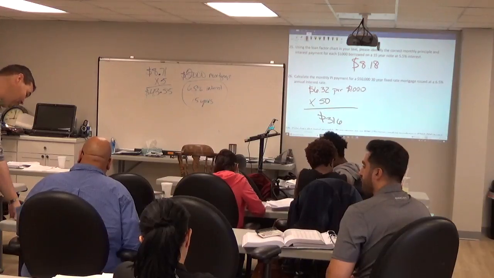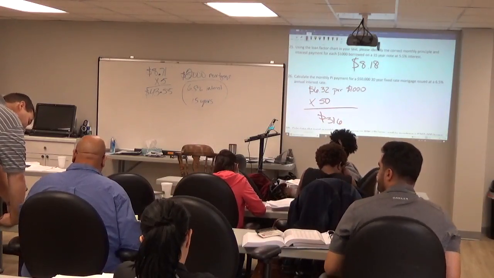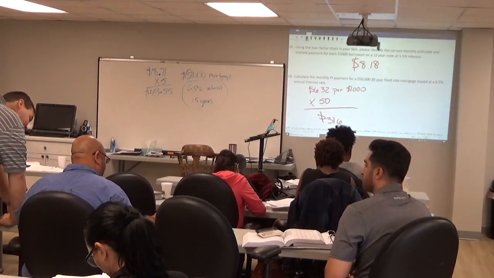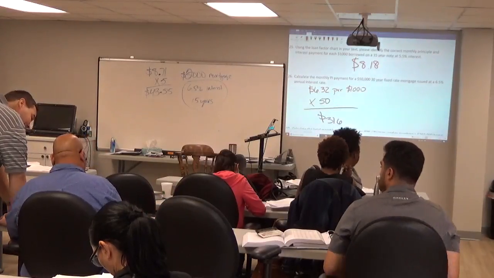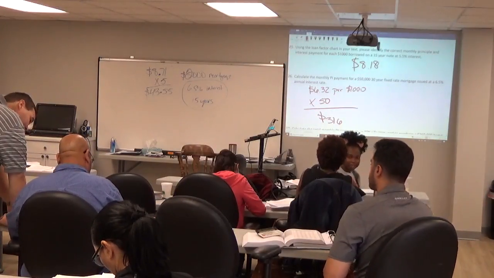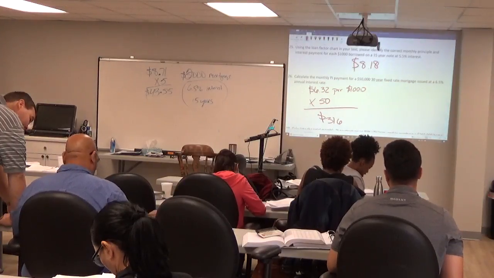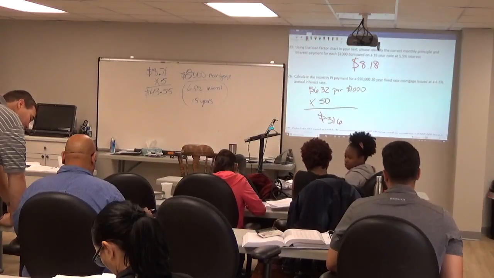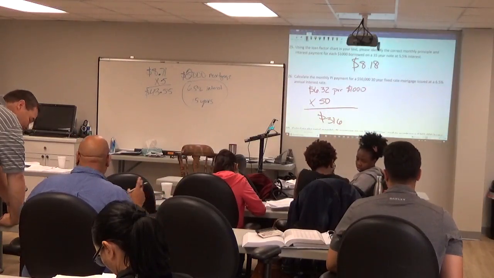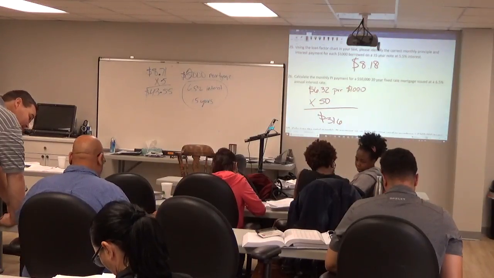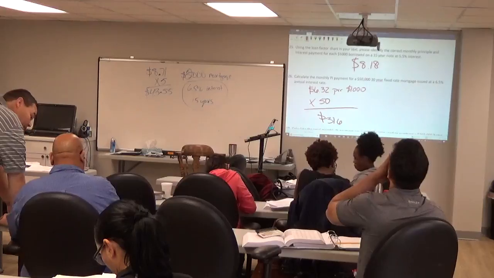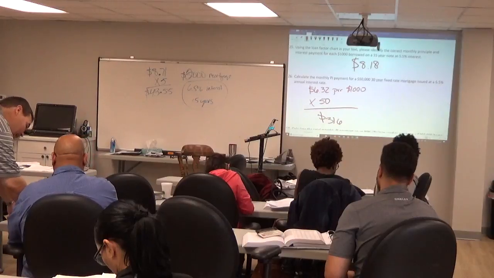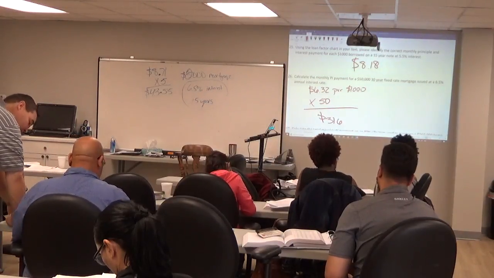5.5. That's the loan amount. Yeah. No. This is 258. There's your monthly payment. That's your monthly payment. That's all you need. All the rest of that is extra. There you go.